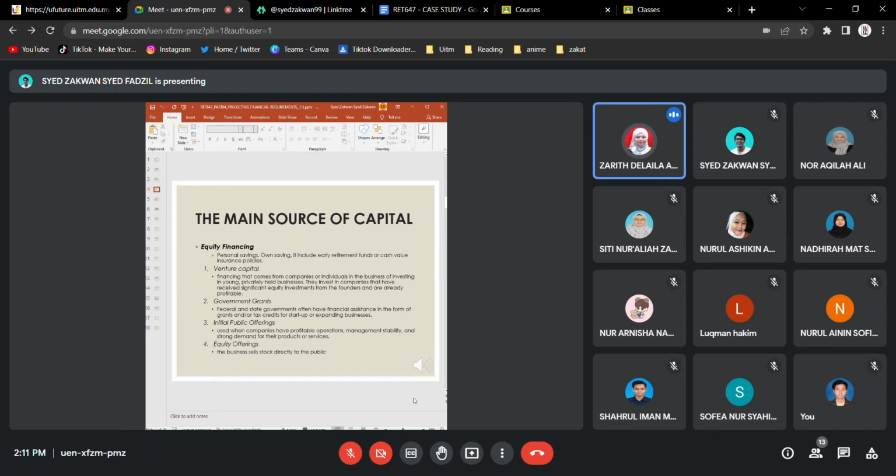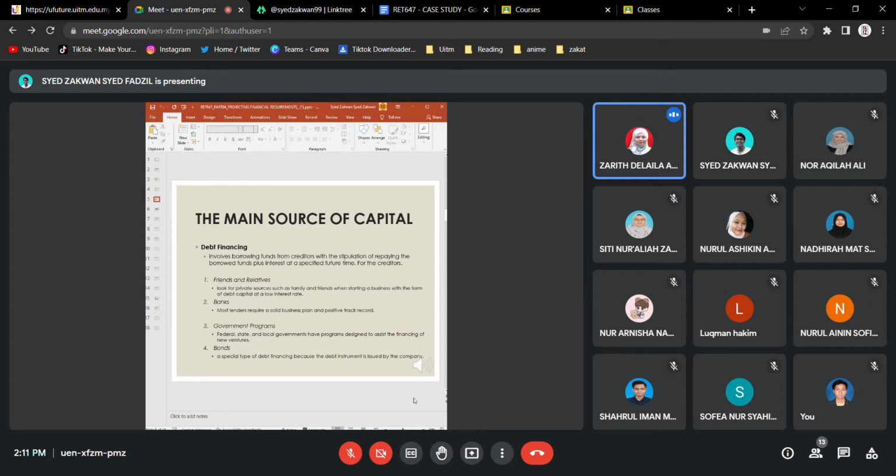Okay, so next one. Another main source is actually debt financing. Debt financing is one of the most popular sources of capital, where we can borrow our fund from the creditor. The creditor could be our friends, our family members, or our network, where we borrow some amount of money from them to run the business, or it could be from a bank institution. This is the basic or common source of capital, especially when we want to get a loan. We get it from the bank or we can get it from a government program.